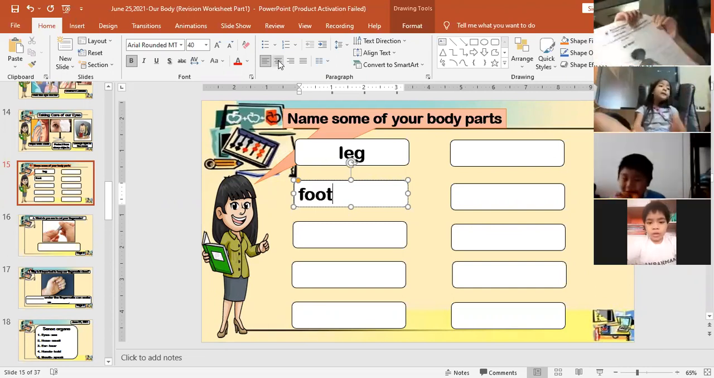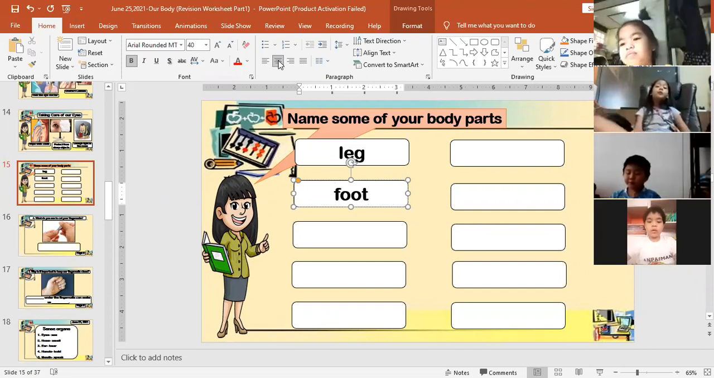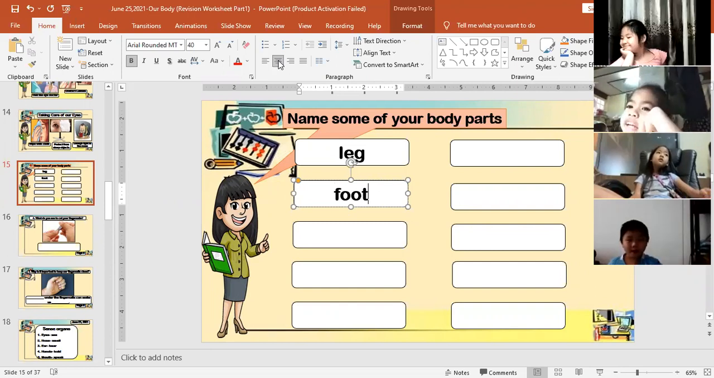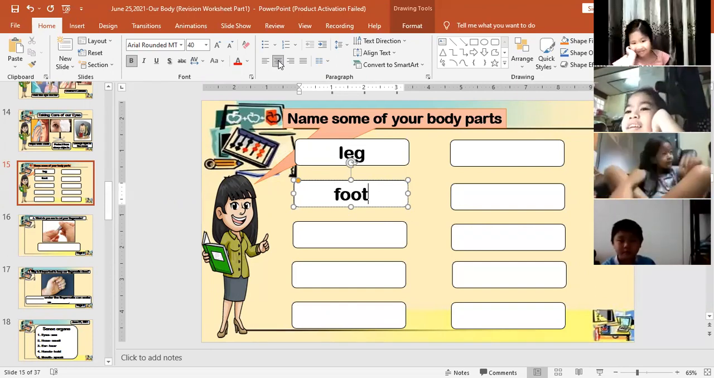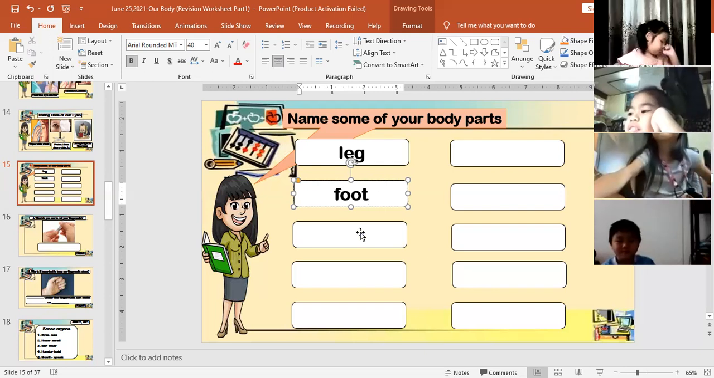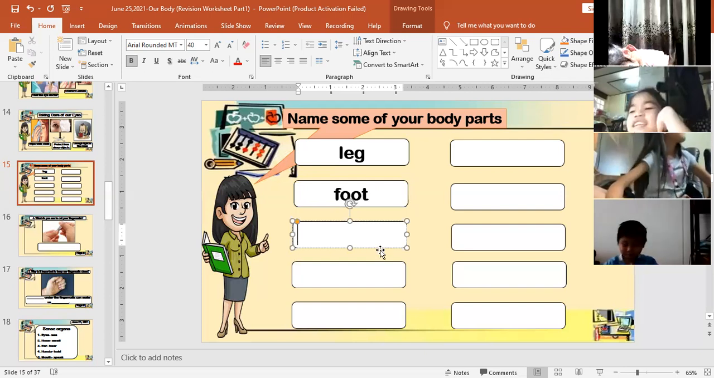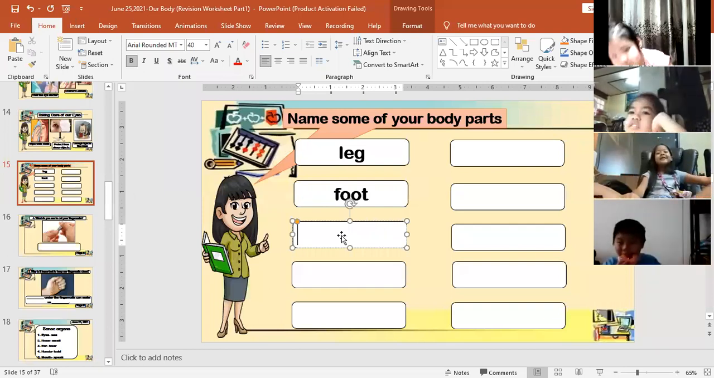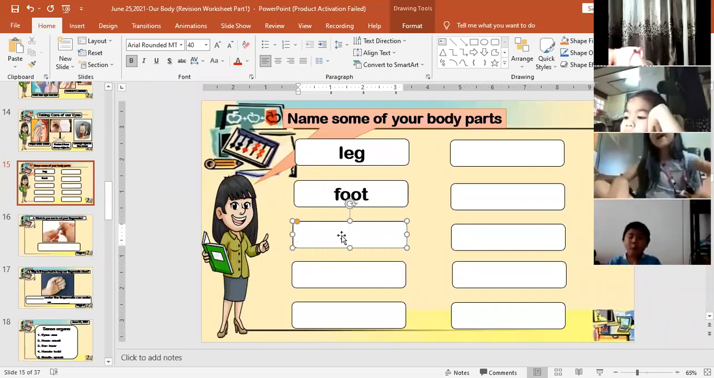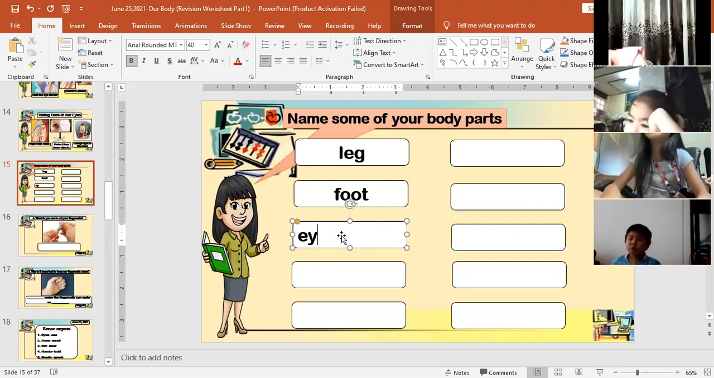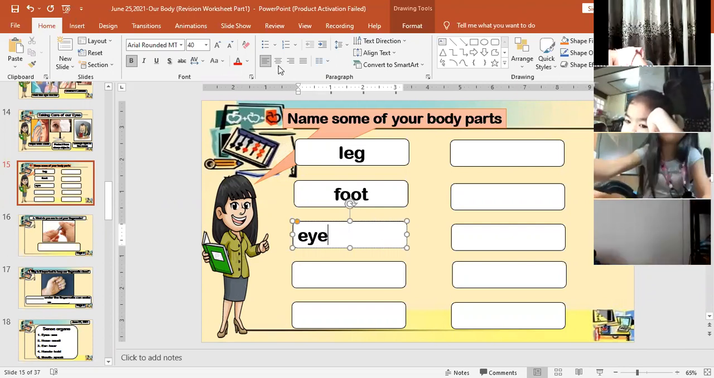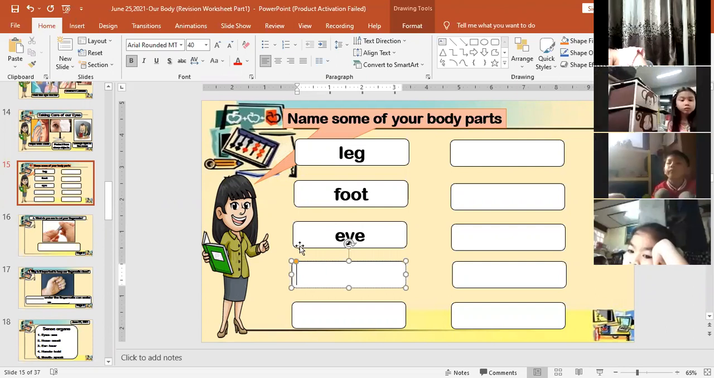Next, how about pumpkin? Or let's call pan-pan. Give me one part of your body. Eyes. How do you spell eyes? E-Y-E. Okay. What is your eyes for? For seeing.